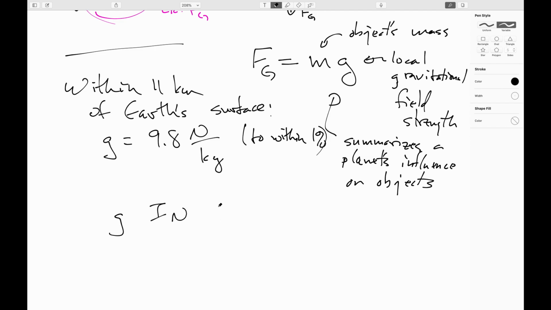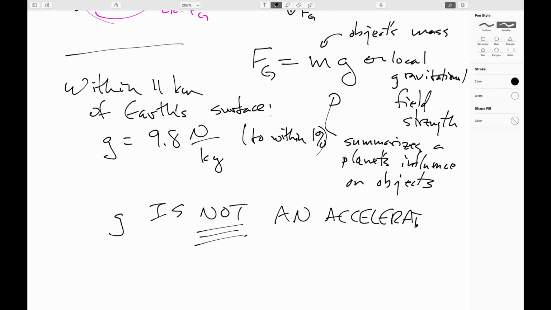But, and this is super duper important, g is not an acceleration. Like I say, it is this quantity called the local gravitational field strength, which dictates how hard a planet is pulling on an object. In a future video, we'll be able to see how we can calculate this for any planet at any distance from those planets.